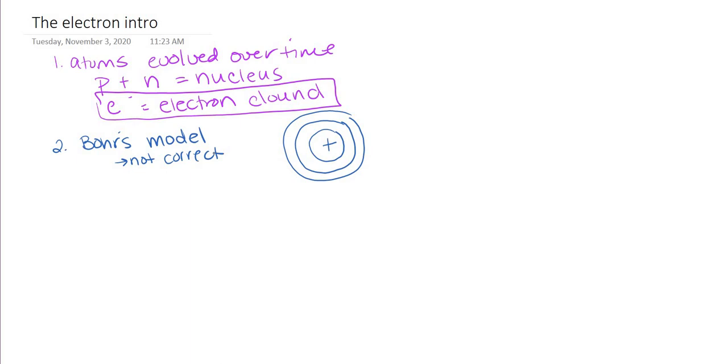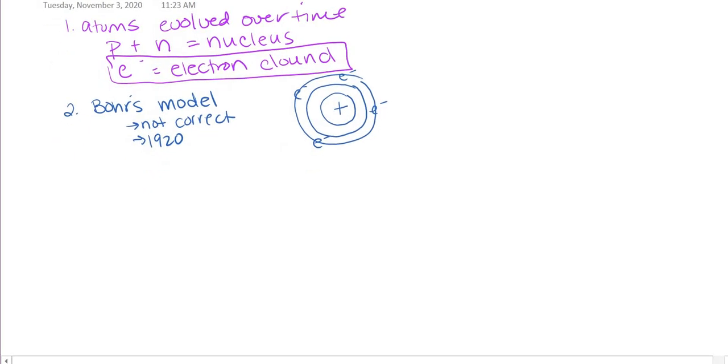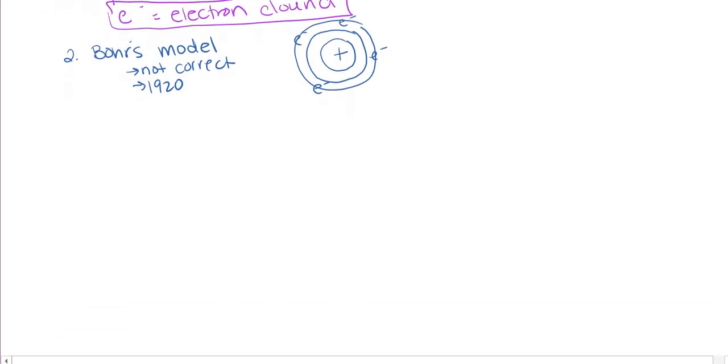This was discovered by scientists in 1920. Scientists in 1920 decided that the electrons are outside the nucleus, but they're not on these specific rings. Instead, they're more so just in an electron cloud outside of the nucleus. So again, we're going to be focusing mainly on these electrons in the electron cloud.